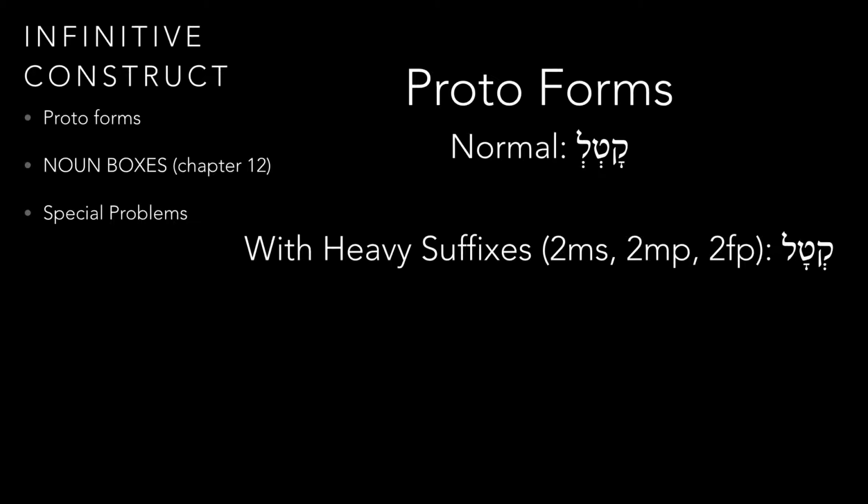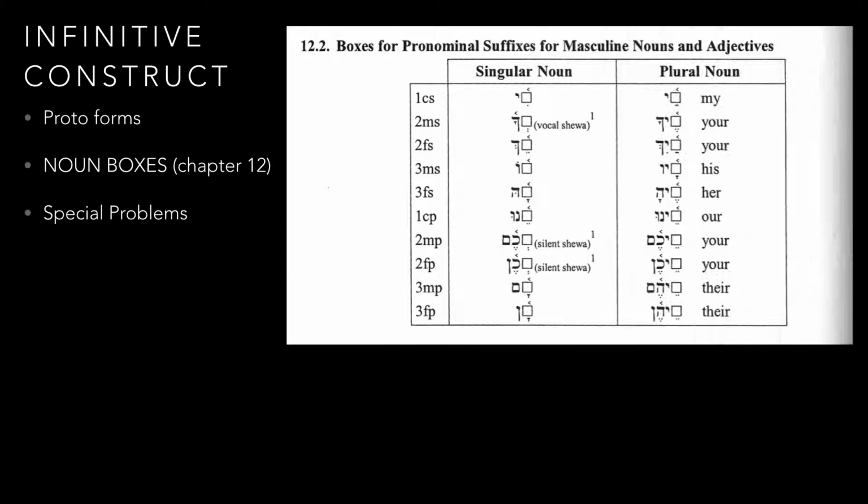For boxes in the infinitive construct, keep in mind that infinitives are verbal nouns. So we are going to go back to chapter 12 now and use the noun boxes. This is going to be one of the areas that we can make a distinction between an imperative or an infinitive when parsing, is to look at the boxes. If we're using noun boxes, it's probably an infinitive. If we're using verbal boxes, then it's probably an imperative. So keep that in mind too. Remember which set of boxes to use.